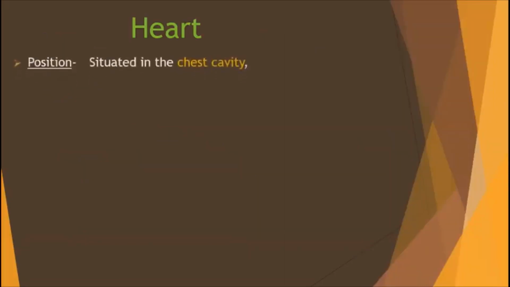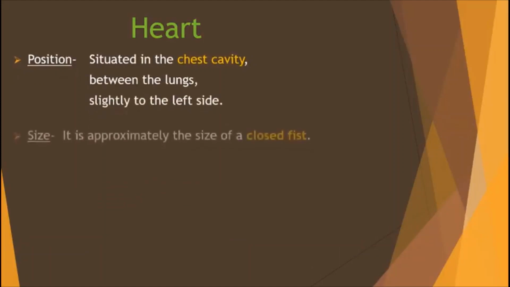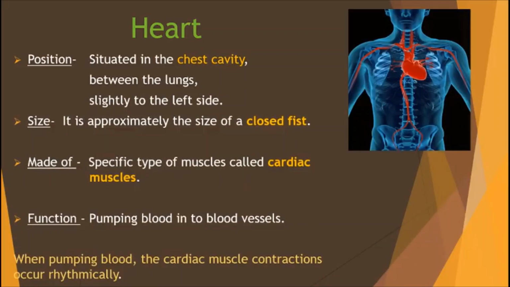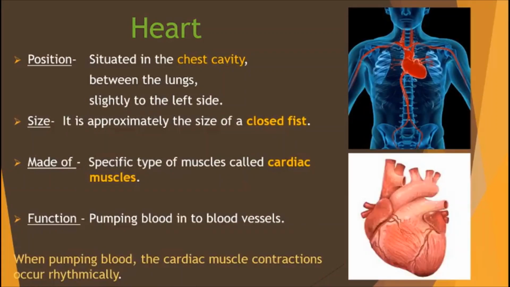Now we are going to discuss the heart. The heart is situated in the chest cavity between the lungs. It is slightly to the left side. It is approximately the size of a closed fist of a person. The heart is made of a specific type of muscle called cardiac muscle.